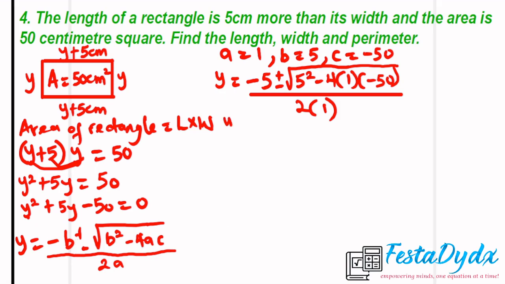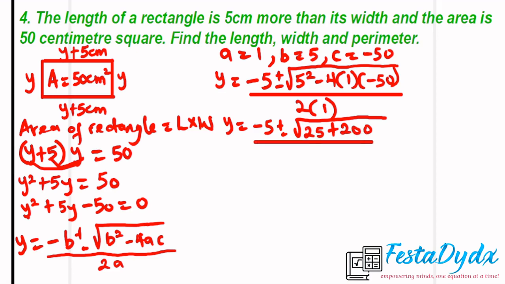So now we have y equals minus 5 plus or minus the square root of 5 squared, which is 25. Then minus 4 times 1 is minus 4. Now minus 4 times minus 50 is plus 200, all over 2a. 2a is 2 times 1, which is 2. So y is equal to minus 5 plus or minus the square root of 25 plus 200, which is 225, all over 2.